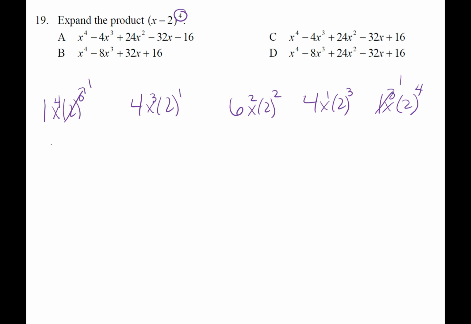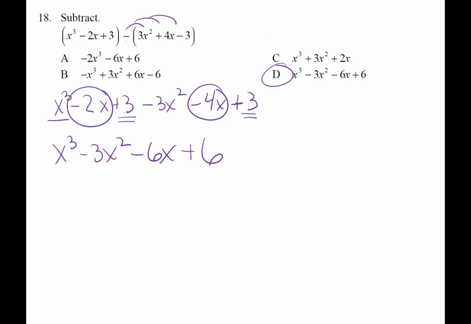So this first term, we've got x to the 4th. And then we've got 4 times 2, which is 8x cubed. 2 squared is 4. So 6 times 4 would be 24x squared. 2 cubed is 8. 8 times 4 is 32x. And then 2 to the 4th is 16. So let's see. Uh-oh, what happened? Oh, I missed the negative. We've got a negative, a negative, a negative, a negative, and a negative. So let's see how that fixes it. That changes it.